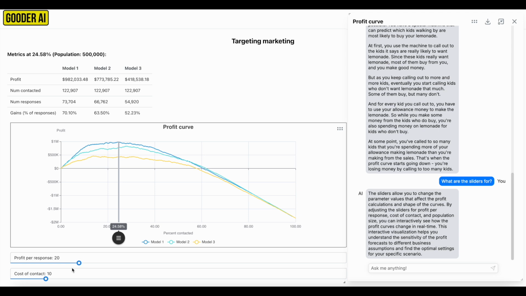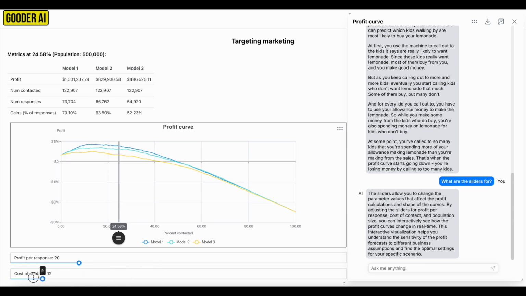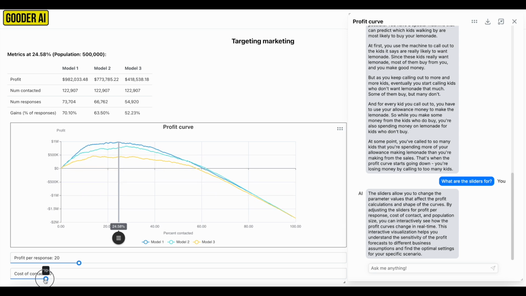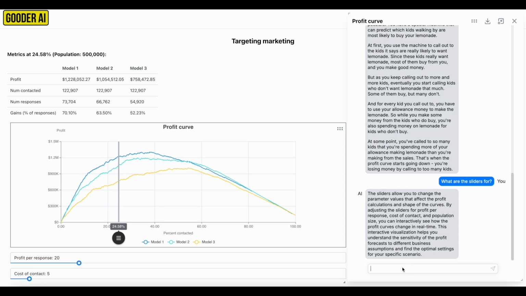Okay, yeah, profit per response or changing cost of contact. Yeah, that changes the calculation of profit, changes the shape of the curve. Well, let's, cost of contact was 10. Let's change it to 5. Leave it at that change and ask about that.